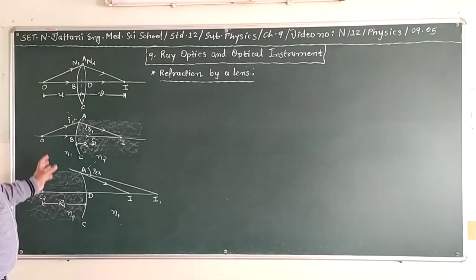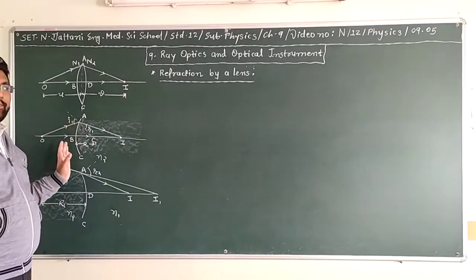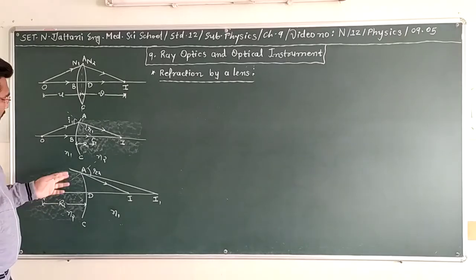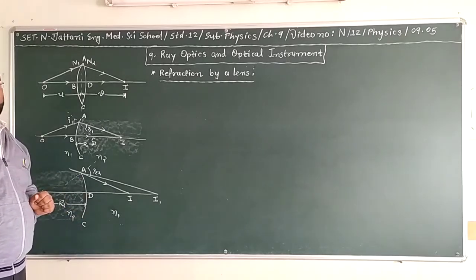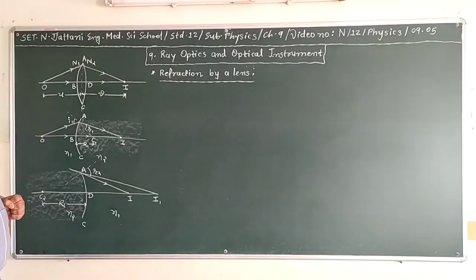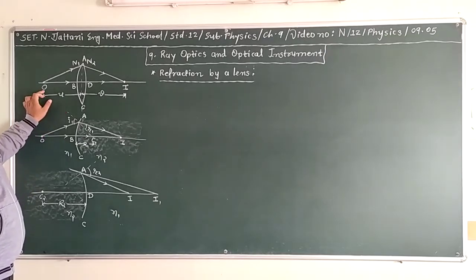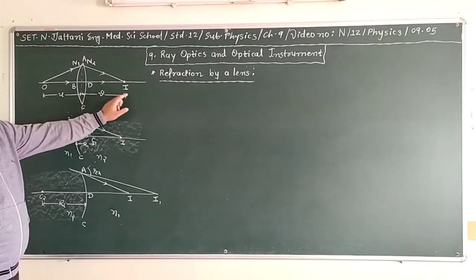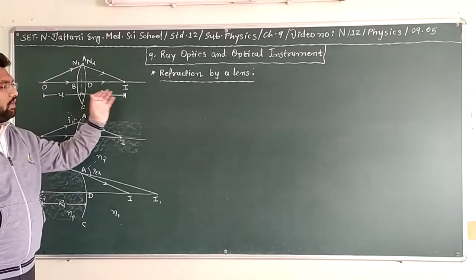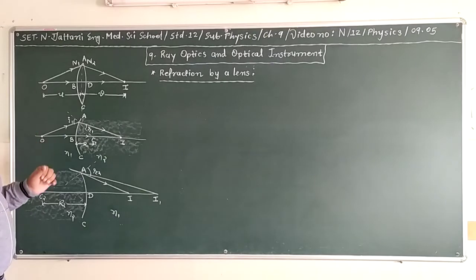The first time, refraction takes place at surface number 1, which is on the left side of the lens, and the second time refraction takes place at surface number 2. The refraction phenomenon we will learn in depth. We can see here that the object O forms the image I on the other side, but that image formation we can divide in two steps.